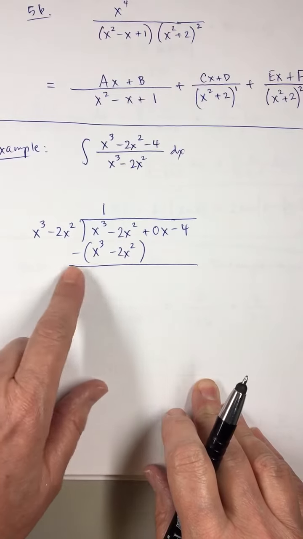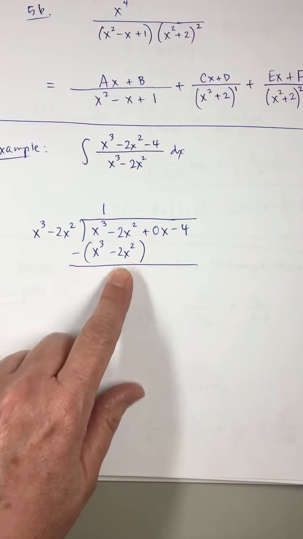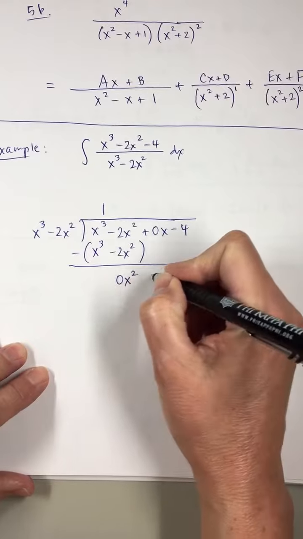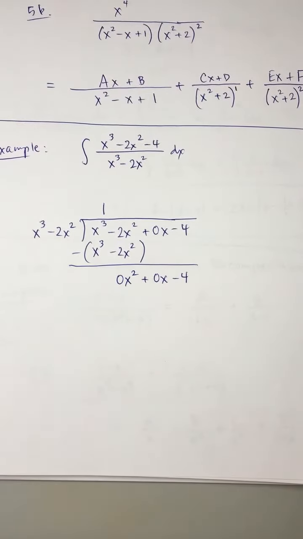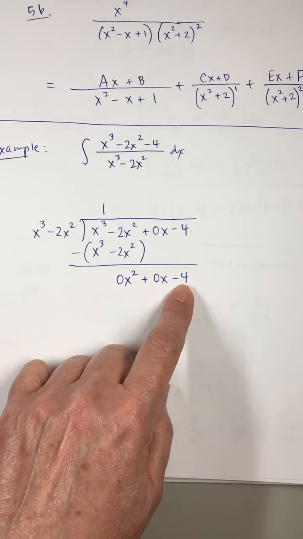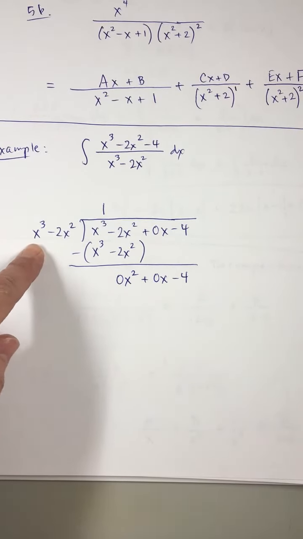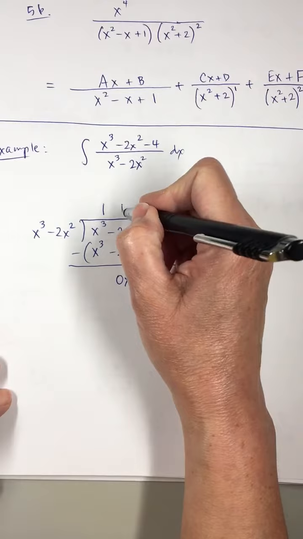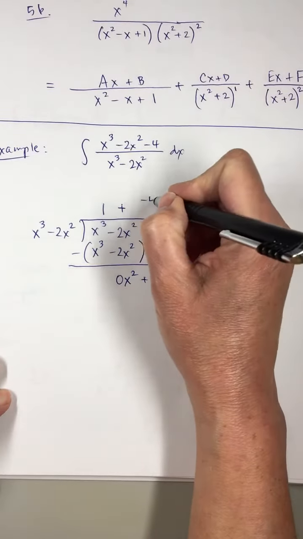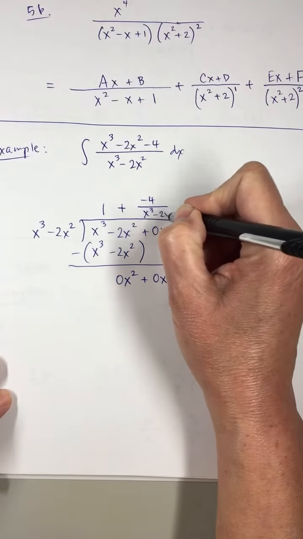Negative 2x squared minus negative 2x squared is what? 0. So I'm going to go ahead and write that. 0x squared. Bring down the 0x. Here's minus 4. So really all I have left here is minus 4. How do I know that this is the remainder? The degree of negative 4 is less than the degree of my divisor. And there's my remainder. And you might remember this, I can write this as plus remainder, which is negative 4, over the divisor, x cubed minus 2x squared.